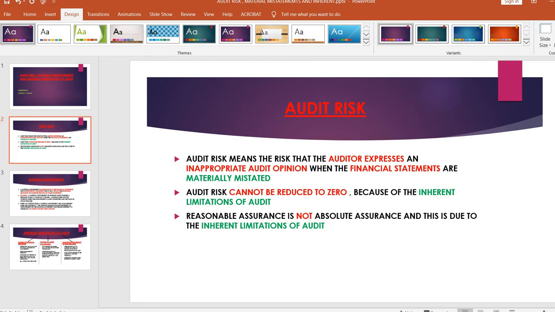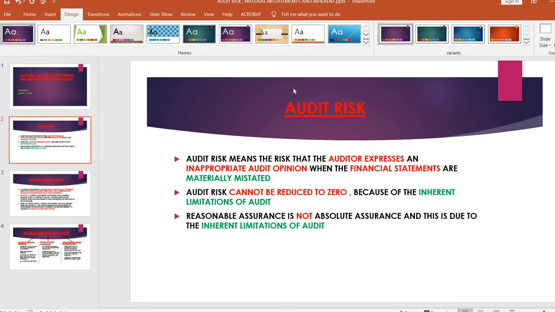inherent limitations of audit. If only there was a robot who could check each and everything, we could say that audit risk can be zero. But here we are human beings, we tend to make mistakes, right? And then reasonable assurance is not absolute assurance, and this is also due to the inherent limitations of audit. This point is already discussed in the introduction slide.